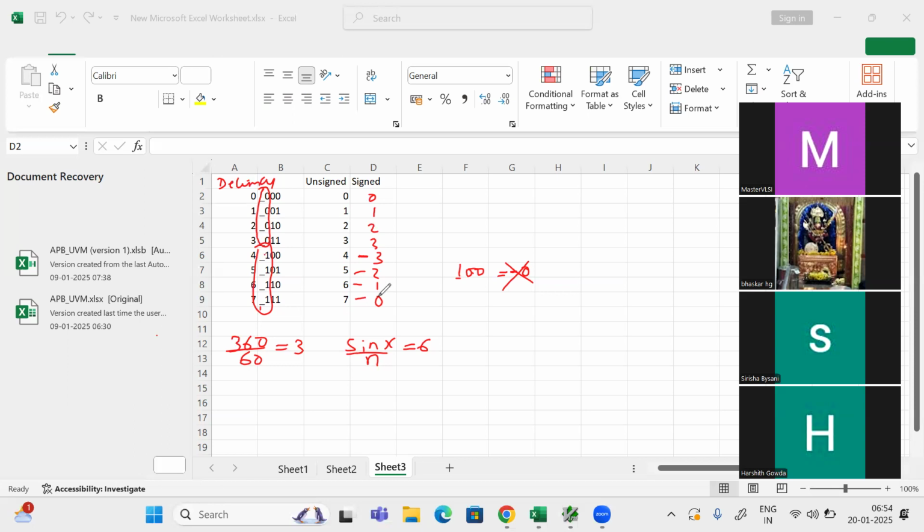Shall we start? Done. This completes. Last one more was there. That is the complement. If I explain complement, that will complete your number system topic. Shall we go ahead? Okay.